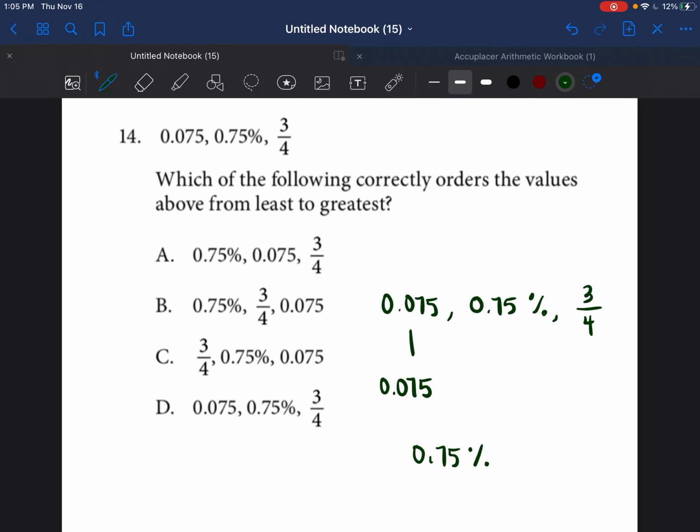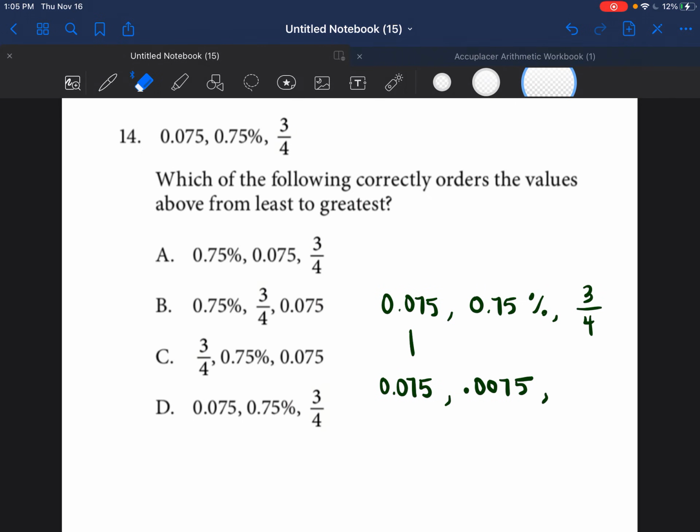0.75% into a decimal, now you're probably saying, Miss Amber, it already has a decimal point in there. Yes, it does, but we still have to move it to the left. So we're going to go ahead and move it to the left. We're just going to start here instead of at the percentage sign. So 1, 2, and we're going to add a 0 here. So that is going to be 0.0075 as a decimal. Okay?